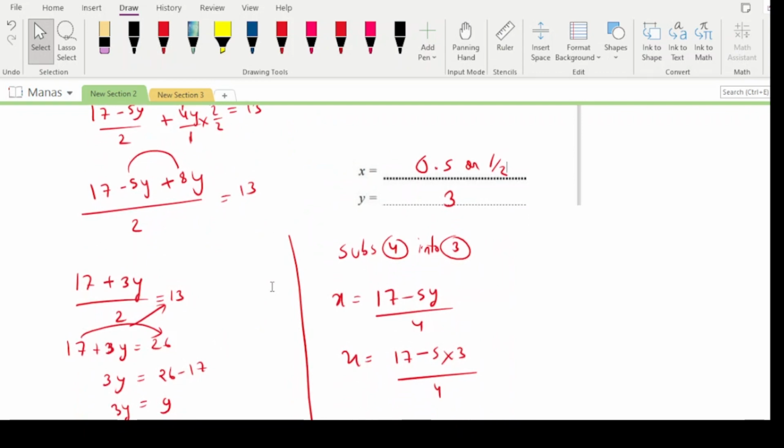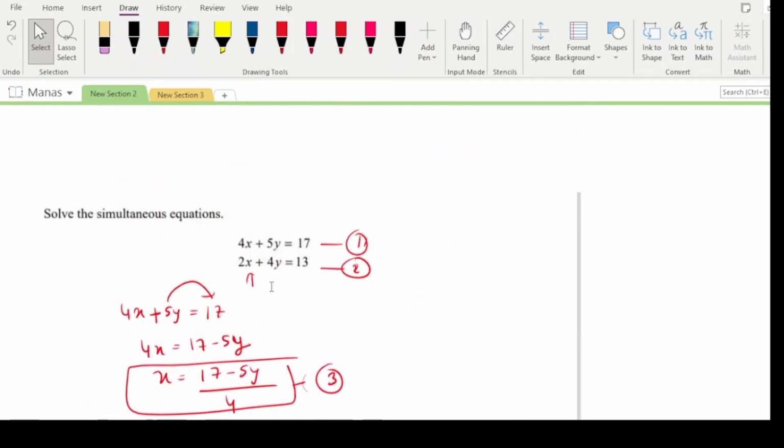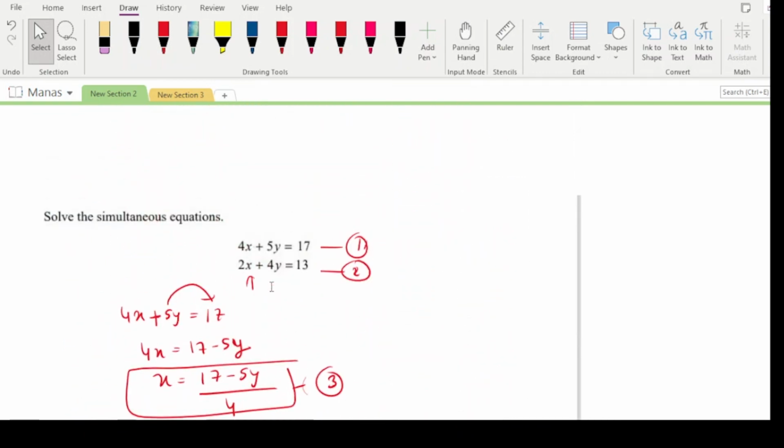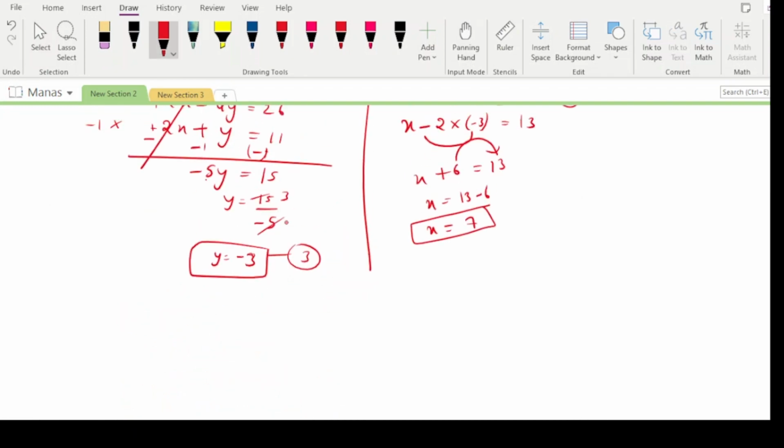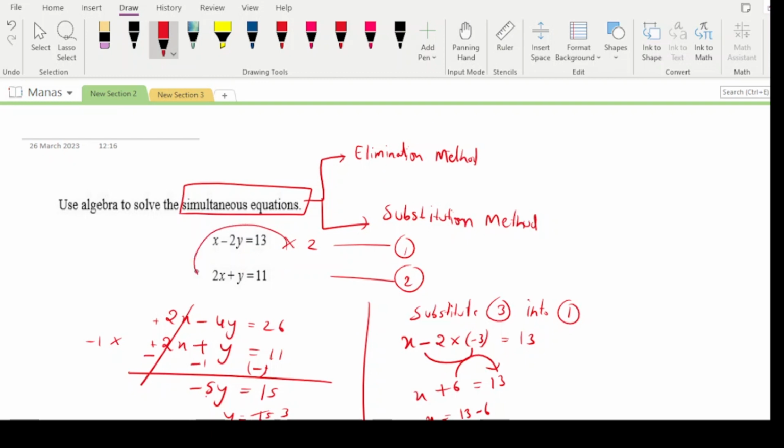So this is how we solve simultaneous equations. I hope you understood the logic. You can also solve this equation by the elimination method, and you can also solve the other equation by the substitution method. Both methods apply to both equations. I hope you understand.